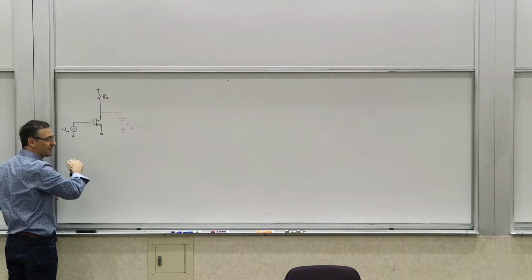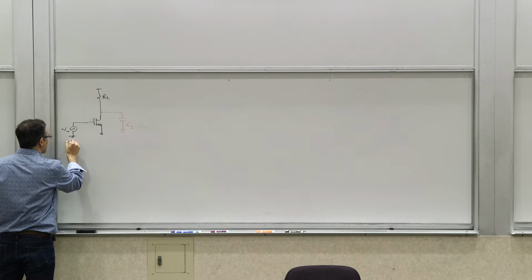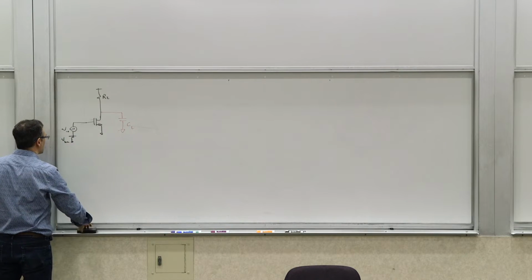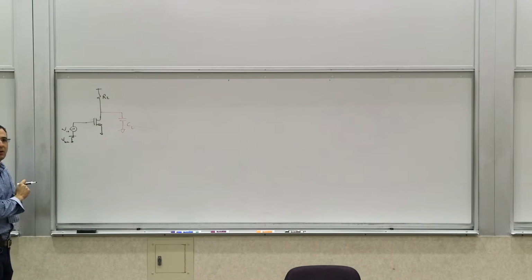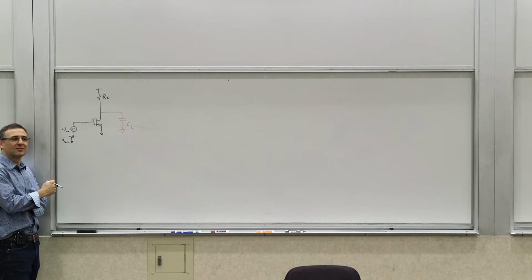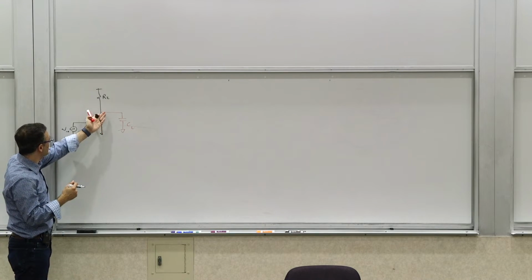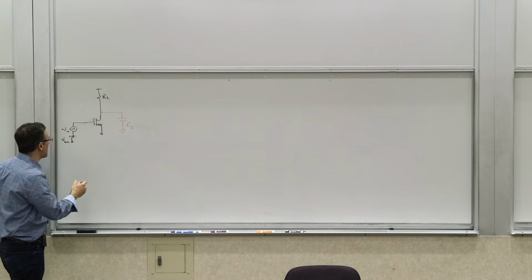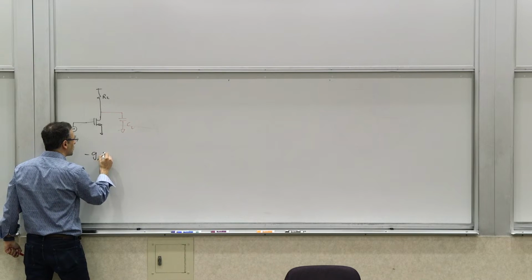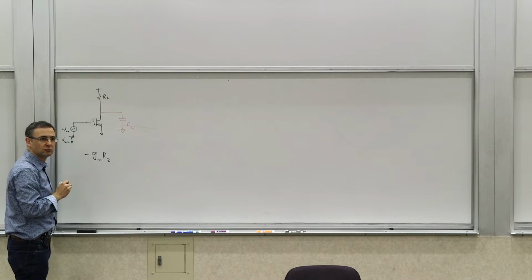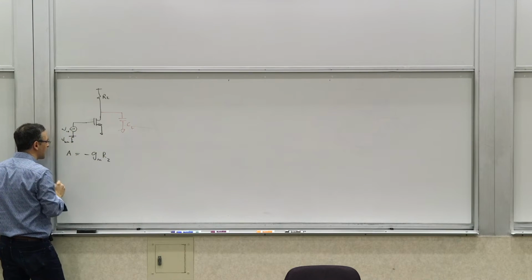I'm not showing the biasing details, right? There has to be some biasing here, but I'm not showing it. Or I am showing it now, I guess. But so what is the gain? Let's say that's the only capacitor, and forget about that. The basic gain of this thing is negative gm R2, right? So this is the gain of this thing.